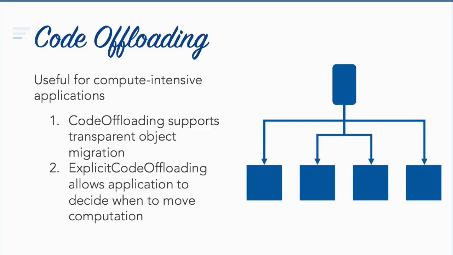The first is code offloading, which supports transparent object migration. And the second is explicit code offloading, which allows applications to decide when to move computation. There is more control using the explicit code offloading because code offloading is automated, but it is also less transparent because the Sapphire object interacts with the deployment manager.